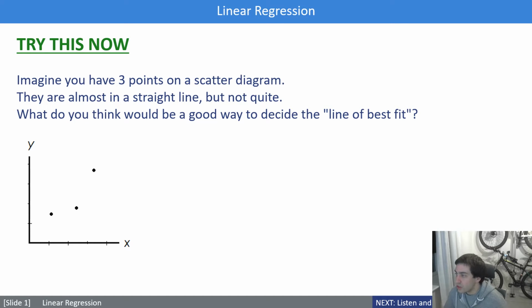So that's it really. Just pause the video, think for a minute, consider the question. By what mathematical basis could we draw such a line? How would I decide where it goes? Have a think, and then once you've had a think, unpause and keep watching.